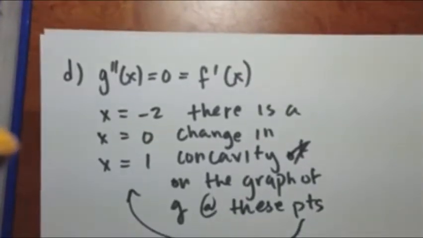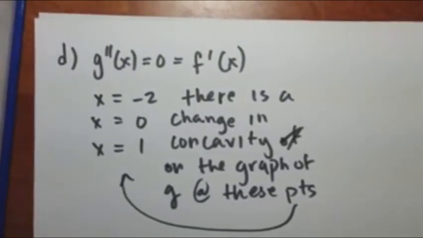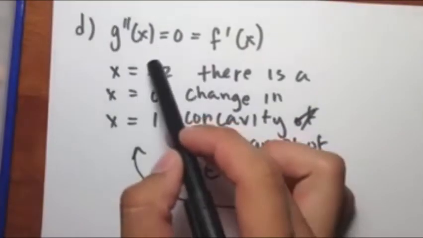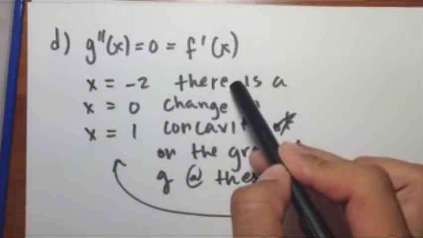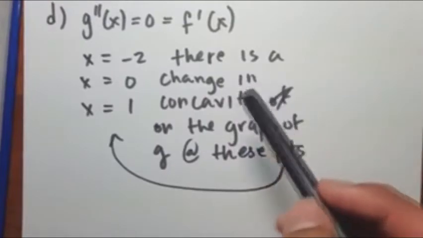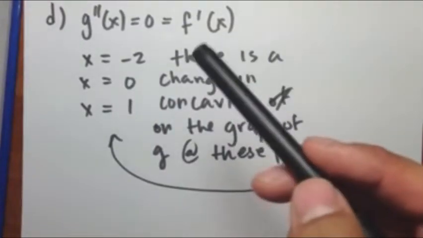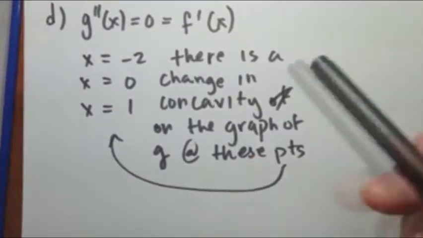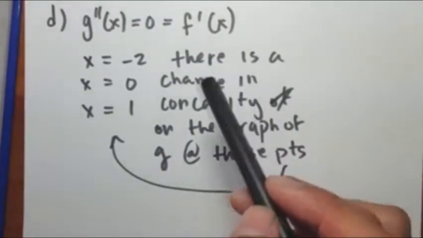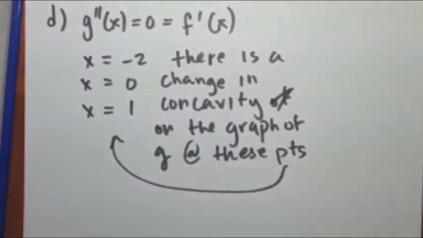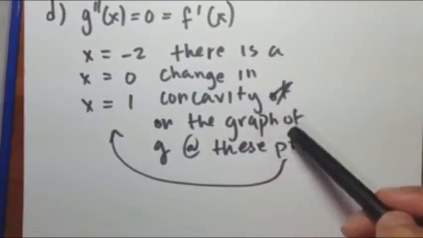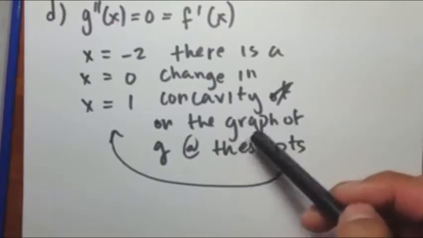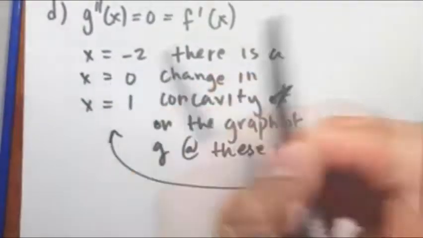And for part D, here's part D. It asks for the point of inflection. To find the point of inflection, you have to know that the second derivative of g equals the derivative of f. And you see that to find that, you would have to find the zeros of f prime. And you see zeros at -2, 0, and 1. And then you have to state some statement. So there is a change in concavity on the graph of g at these points here, and that's it.